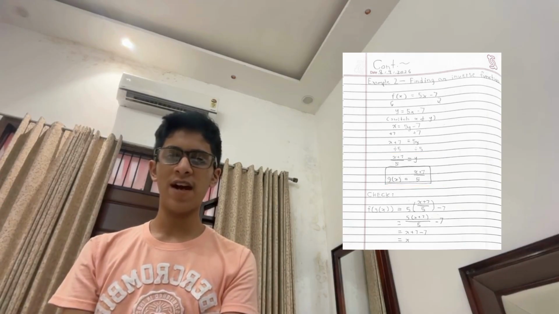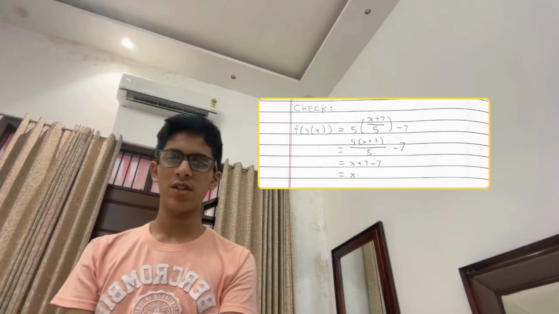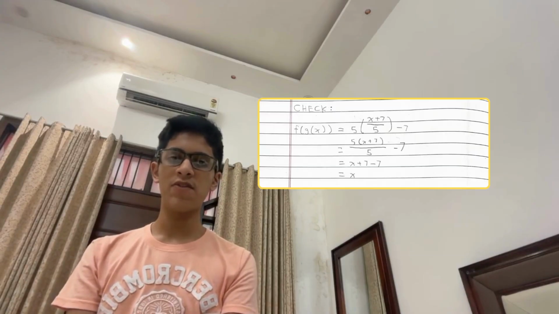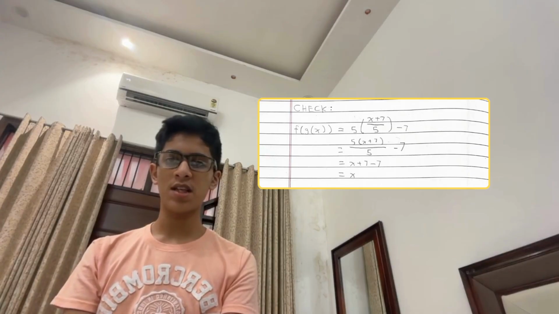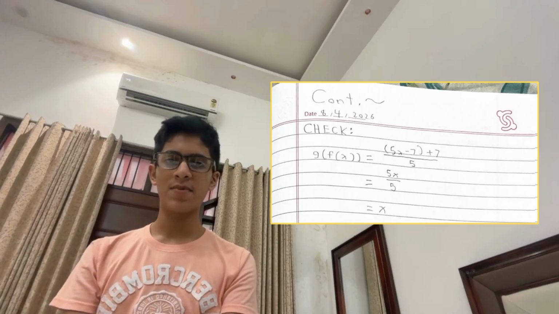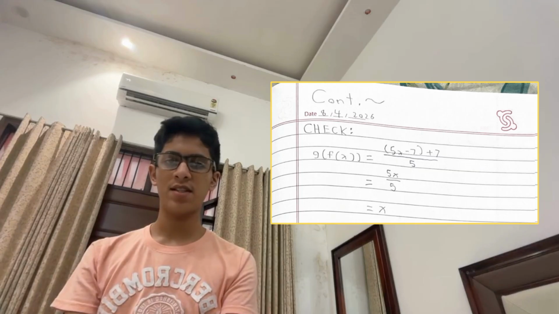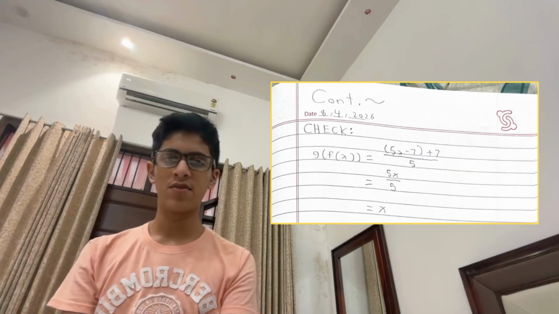Now we can verify that these functions are the correct inverse. First, we substitute g of x into f of x. After simplifying, the result is x. Next, I substitute f of x into g of x. After simplifying again, the result is also x. Since both compositions equal x, I have proven that these two functions are inverse functions.